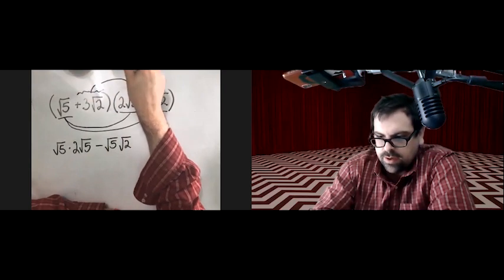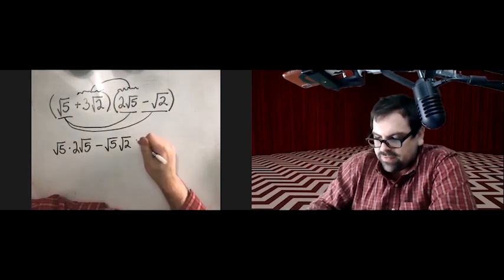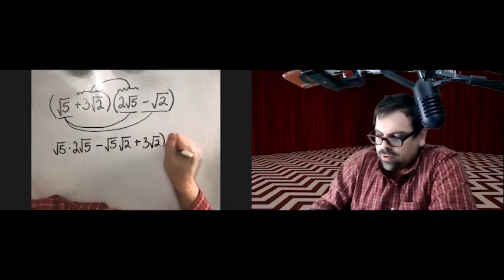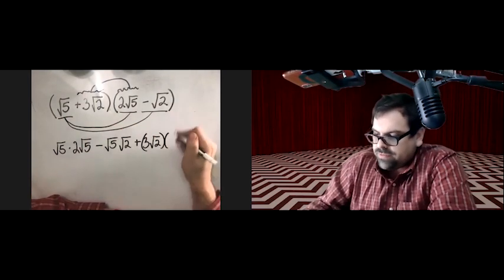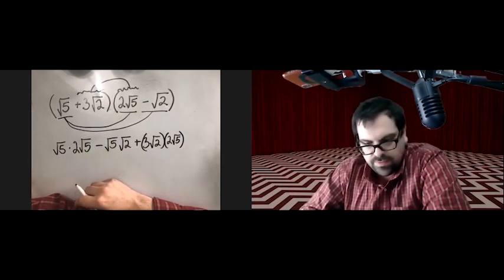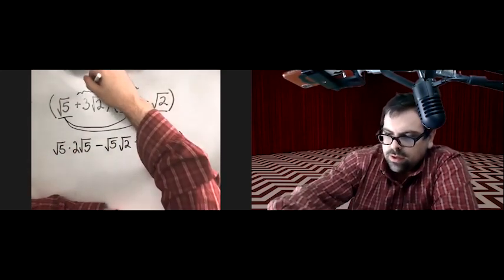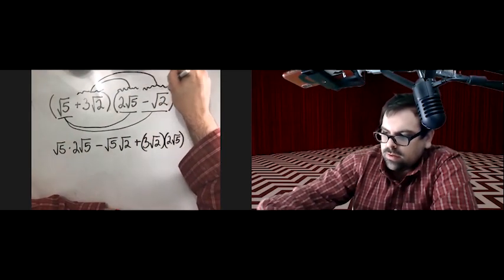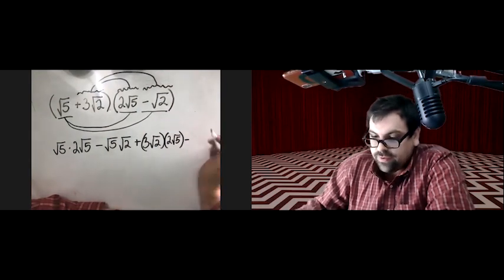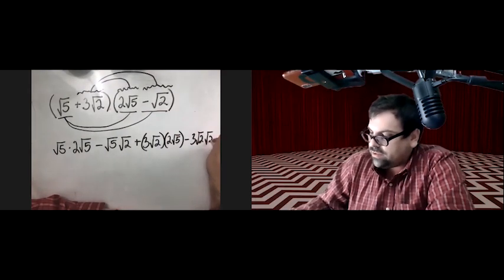Inner. Positive times positive is positive 3 radical 2 times 2 radical 5. So I'm not actually doing any of it yet. I'm just setting up first, outer, inner, last. Positive times negative is negative 3 radical 2 times radical 2.